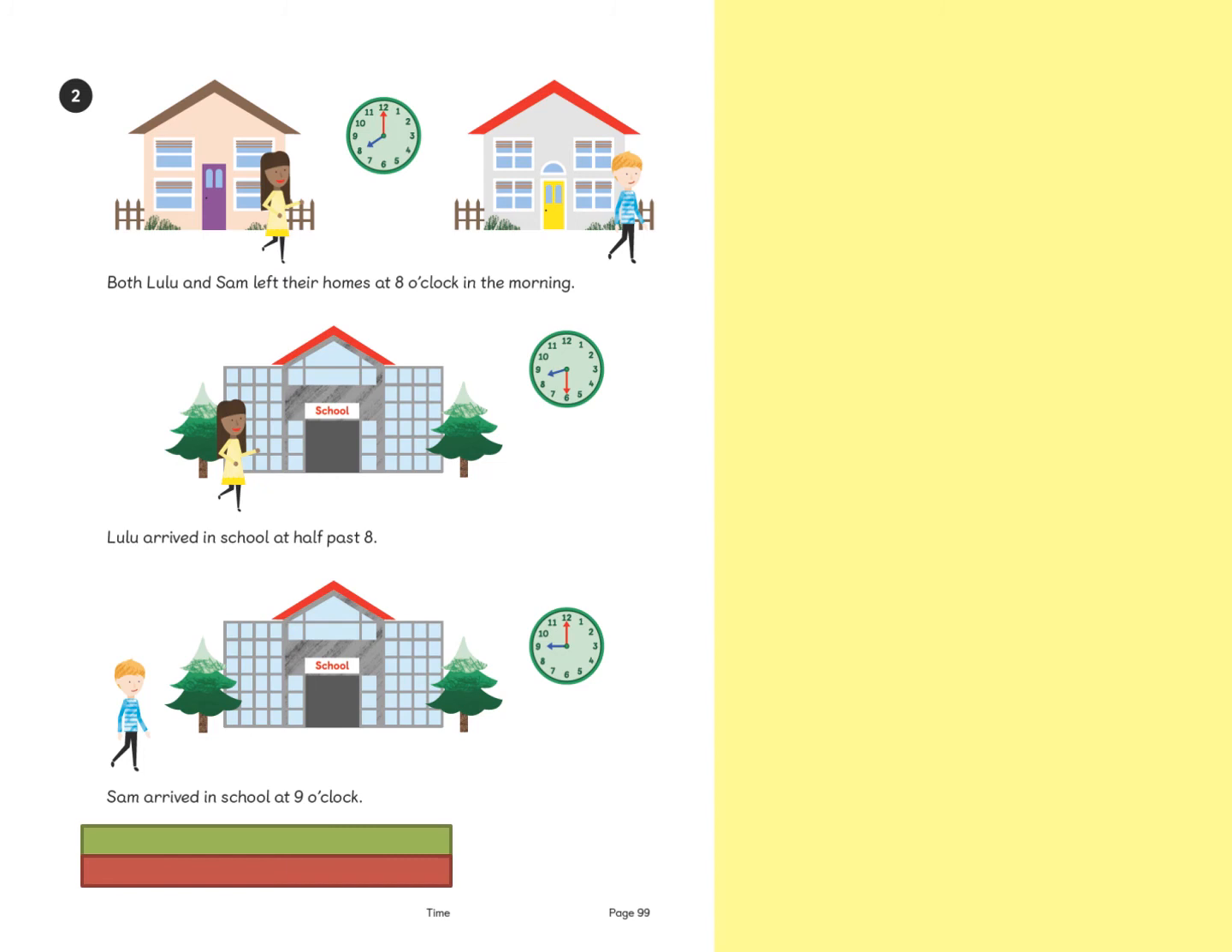Now it says that Lulu arrived in school at 8:30, and we can see that on the clock. So it took her, she started at 8 o'clock and she spent 30 minutes. That's half an hour. She spent 30 minutes, half an hour, going to school. That's how long it took her. Let's look at Sam. Now, Sam, he arrived at school at 9 o'clock. Now, remember, he started at 8 o'clock, so he had to go all the way round the clock.